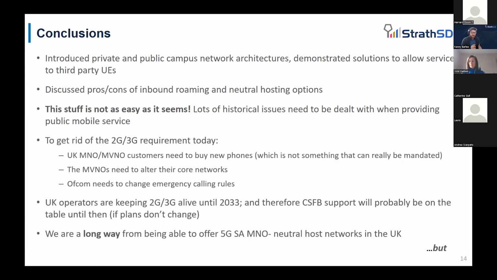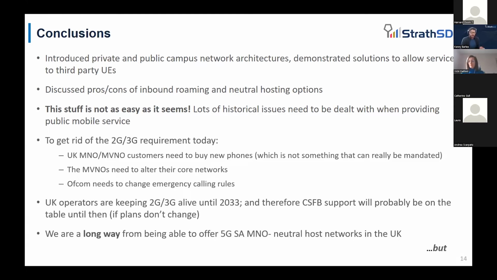Now, the UK operators have said they're going to be keeping 2G, 3G alive until 2033. And I think that's partly to do with the fact that the new smart meters that have been rolled out are running over 2G. So if they switch it all off, that's going to kill all the smart meters. So therefore, circuit switch fallback support is probably going to be on the table until then, if plans don't change.